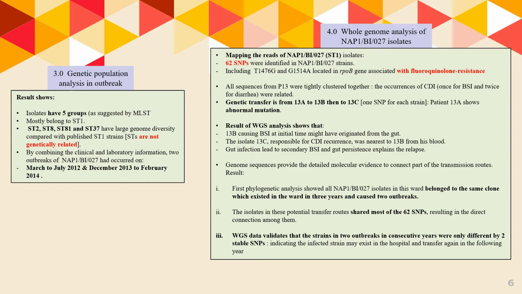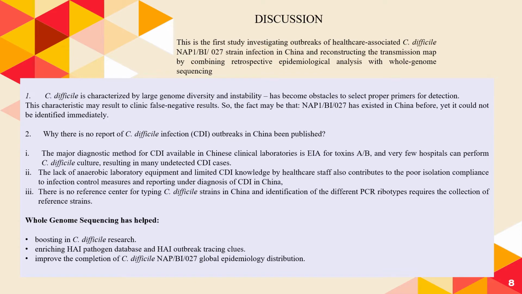Last but not least, whole genome sequencing data validated that the strains in 2 outbreaks in consecutive years differed by only 2 stable SNPs. This indicates that the infecting strain may exist in the hospital and be transferred again in the following year. So this is the first investigation of outbreaks of healthcare-associated Clostridium difficile NAP1 strain infection in China, and the researchers reconstructed the transmission map by combining retrospective epidemiological analysis with whole genome sequencing.